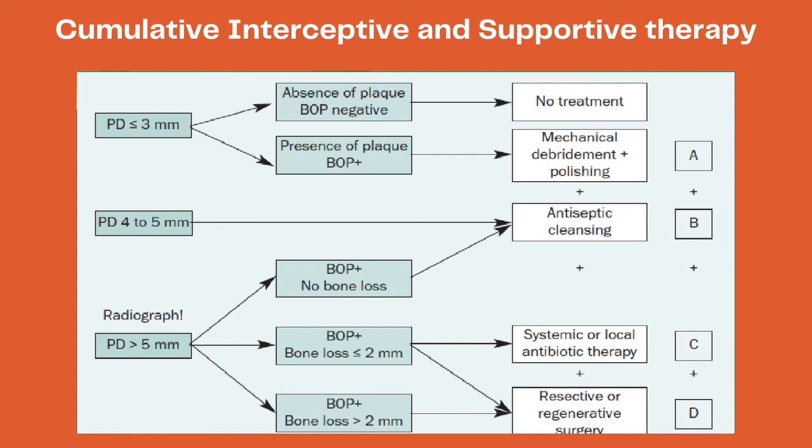Whereas if the bone loss is less than 2 mm, then you can administer systemic or local antibiotic therapy. Whereas if the bone loss is greater than 2 mm, then we need to consider regenerative or resective osseous surgery along with the other protocols which we follow.